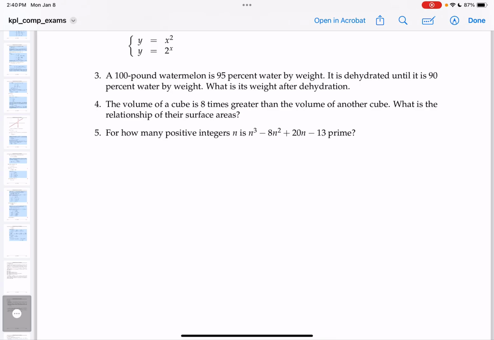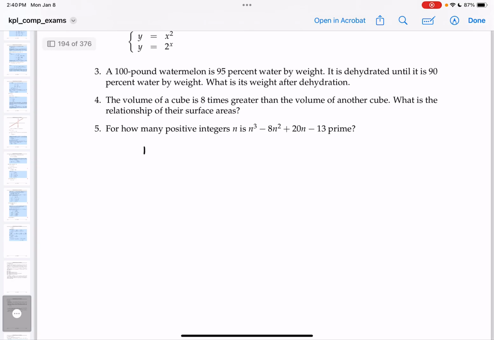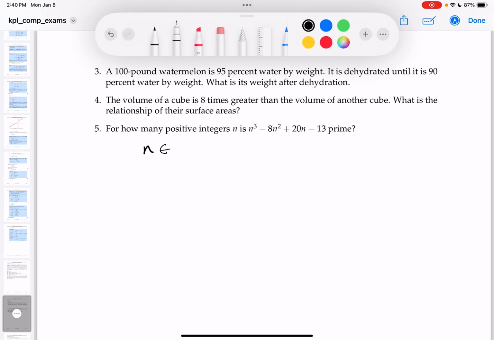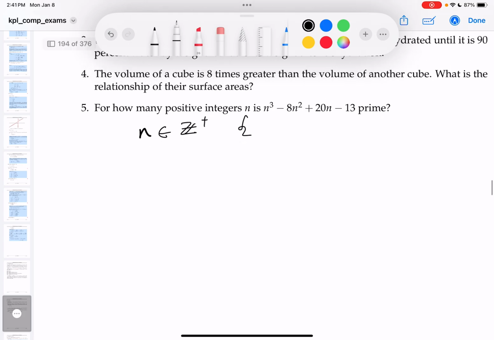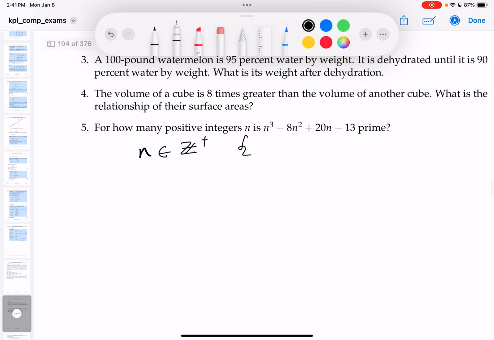Okay, looking at number five, so how many positive integers? So what I know about n, n is a positive integer. I know that much. Right? What does that mean? Like 1, 2, 3, and so on. All right? So what I'm going to do over here is make some attempt to factor this problem over here.